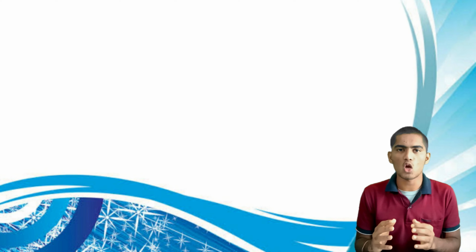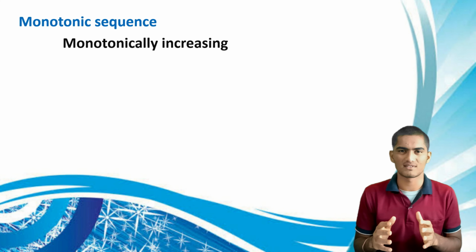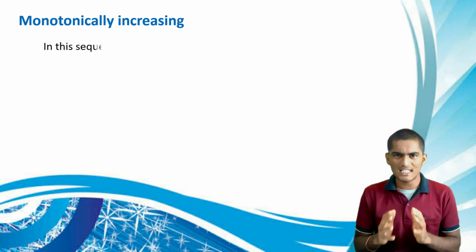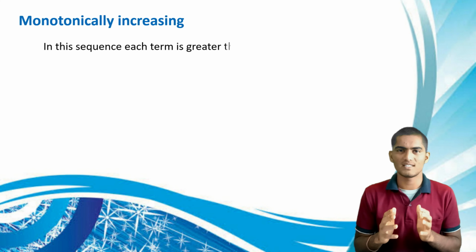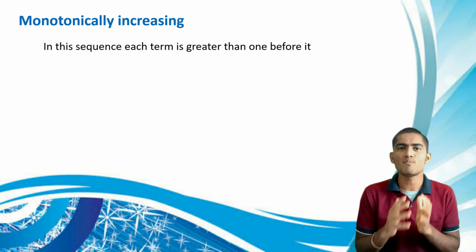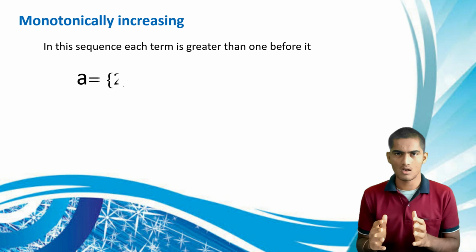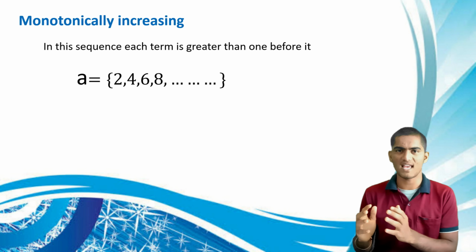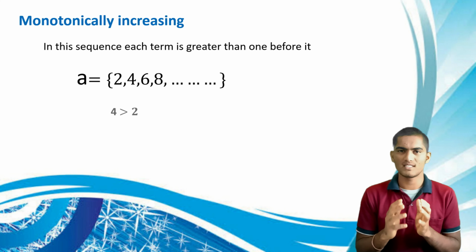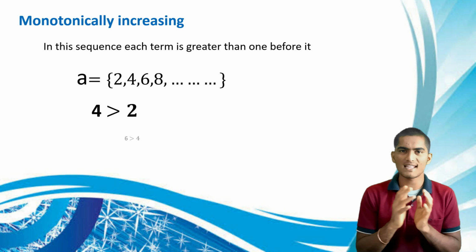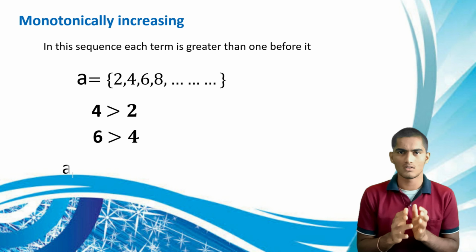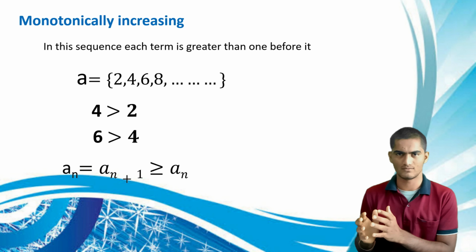Next one is monotonic sequence. Here we have two types. First one is monotonically increasing. In this sequence, each term is greater than or equal to the one before it. For example, sequence of even numbers 2, 4, 6, 8 and so on. First term is 2 and second term is 4. 4 is greater than 2 and third term is 6. 6 is greater than second term 4. This general form is a(n+1) greater than or equal to a(n).